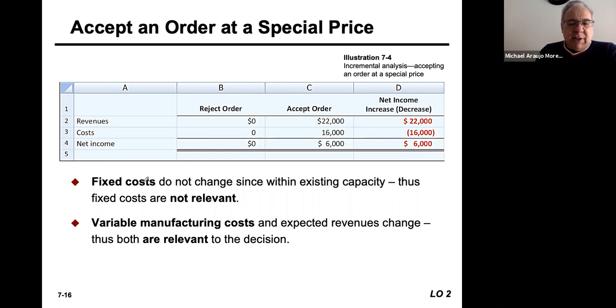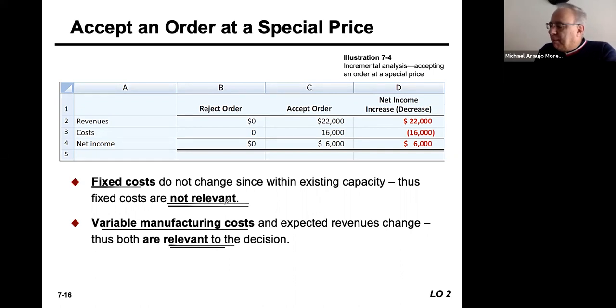Here it mentions the fixed cost issue, which they say they listed at $400,000 for the month or $4 per unit. In this case, the fixed costs wouldn't be relevant because they would have to pay the $400,000 for the month anyway. So the only thing that becomes relevant is the $8 variable costs per blender, because that would change. The variable cost total would change. The fixed cost total would not.